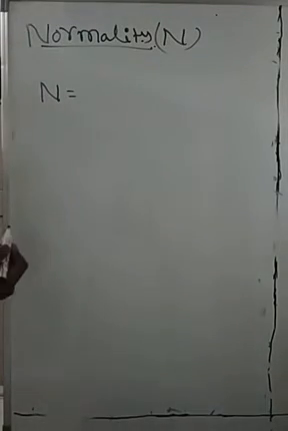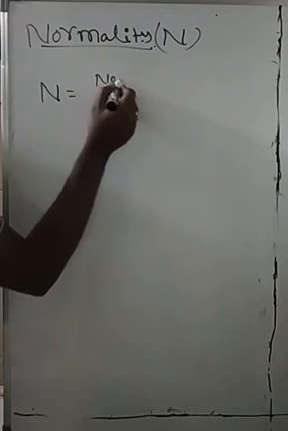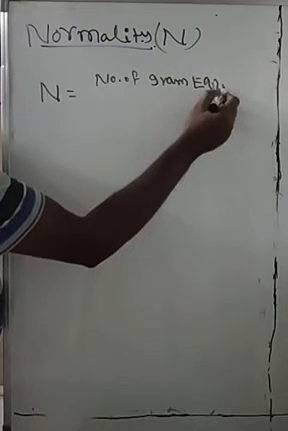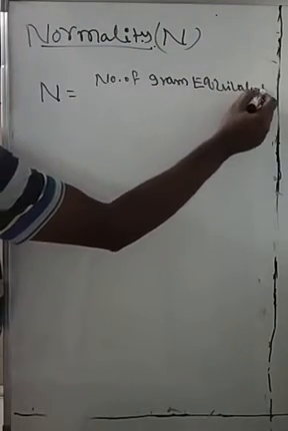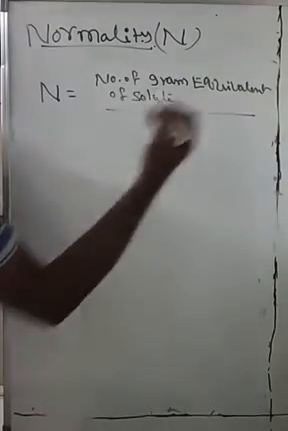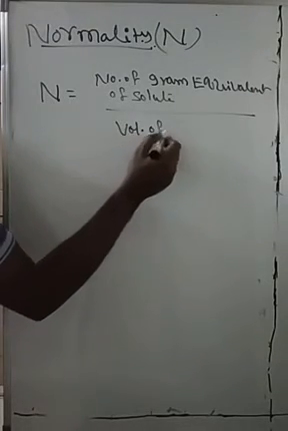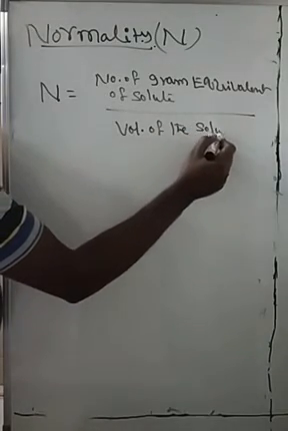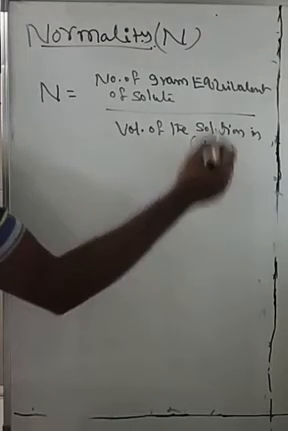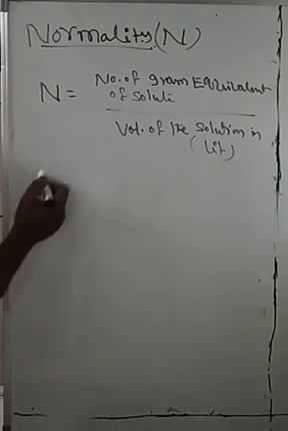What is normality? Number of gram equivalents of the solute present in 1 liter volume of the solution. That is, number of gram equivalents of solute divided by volume of the solution in liters. This is the definition-based formula.